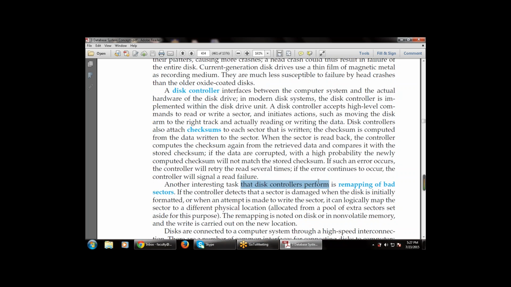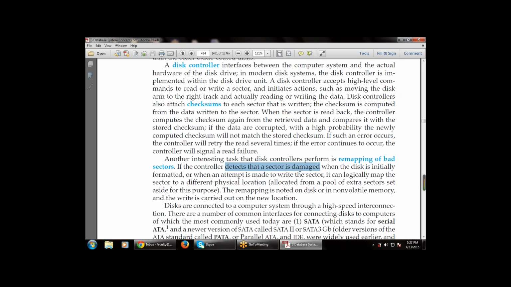Another interesting task that the disk controller performs is remapping of bad sectors. If the controller detects that a sector is damaged when the disk is initially formatted, or when an attempt is made to write the sector, it can logically map the sector to a different physical location. So there is a mapping of the data that is available on the physical storage. The remapping is noted on the disk in non-volatile memory, and the write is carried out on a new location.